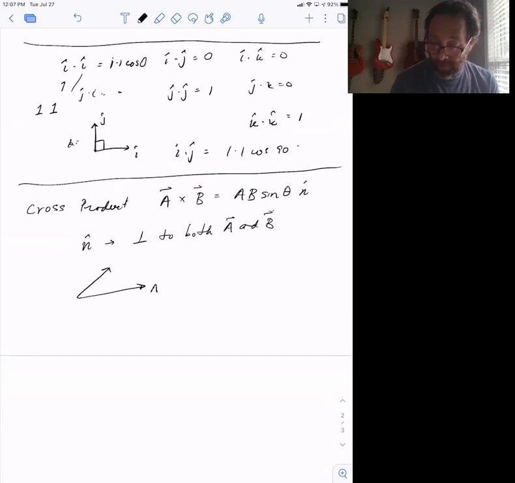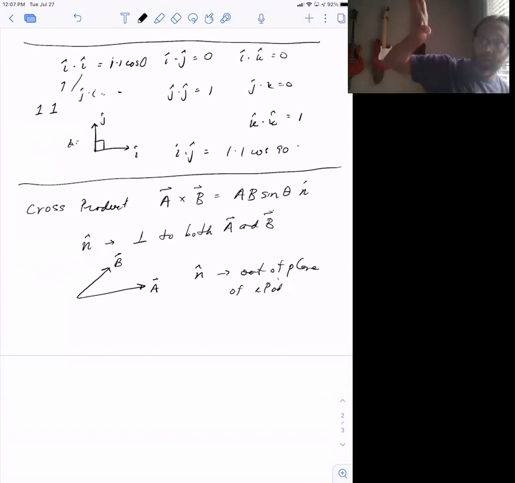in which we take our fingers and point them along A, and push them into B. A is the first vector, B is the second vector. If it's been a while, A gets pushed into B and your thumb points in the direction of A cross B. n hat in this case is out of the plane of my iPad. B cross A, you put your fingers along B, please have a look at the screen, and push into A, and your thumb would be into the board.